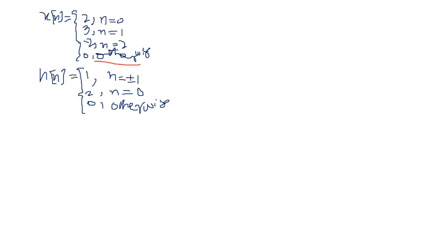So let's plot the two signals. The first step is that you plot the two signals. So for example, this is n, and you plot the values. The signal x of n equals 2 for n equals 0, then it is equal to 3 for n equals 1, and here it is 3, and for n equals 2 it is equal to minus 2, right?